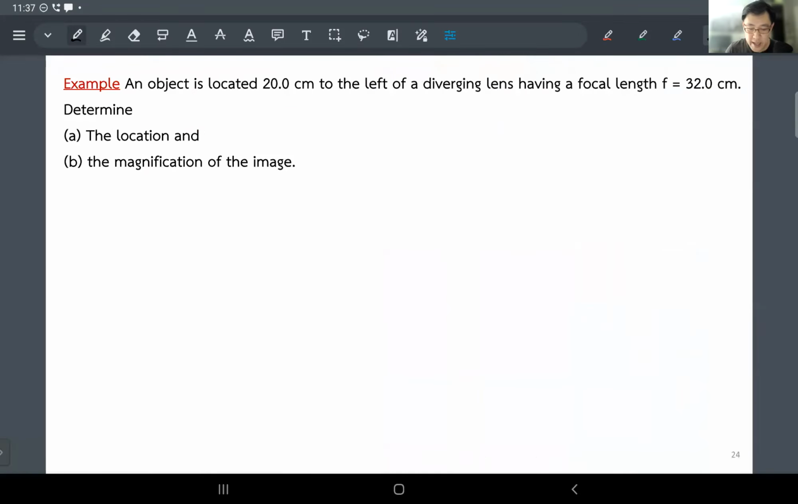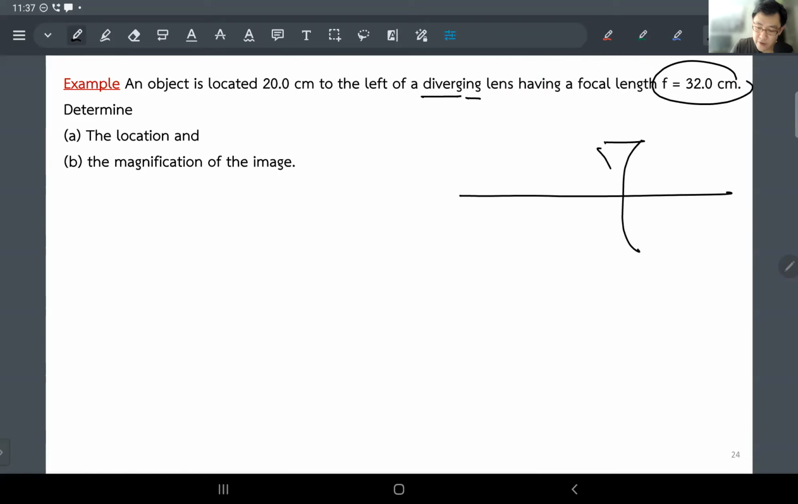So what we have here is an object located 20 centimeters to the left of a diverging lens having a focal length of 32 centimeters. Let me draw a figure for you. Diverging looks like this, and the focal point is in the front, so your focal length turns out to be negative. To be clear, you have to put negative 32 as the focal length. You guys with me? So your focal length is negative 32 centimeters.